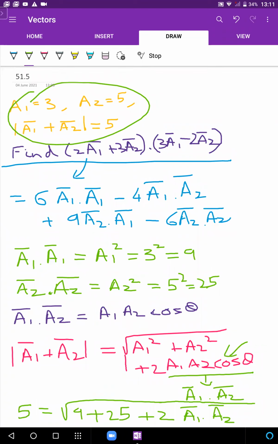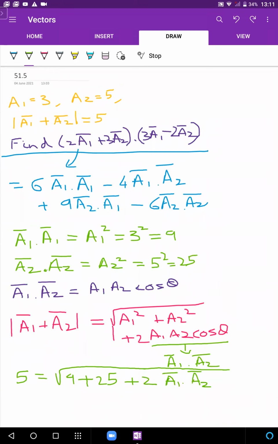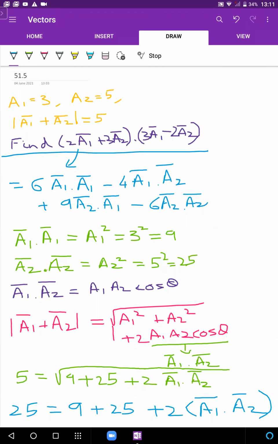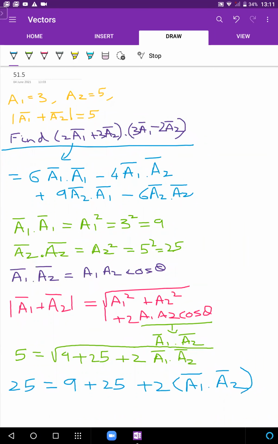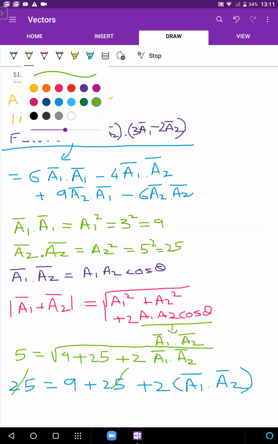Even the difference formula has minus 2 A1 A2 cos theta, and there too that's actually minus 2 A1 dot A2. You have the dot product hidden over there, so you can use that result. Square both sides, so it becomes 25 is 9 plus 25 plus whatever the dot product is. What value of the dot product does this give? Cancel 25, and you get minus 9 by 2. So our dot product is actually minus 9 by 2.